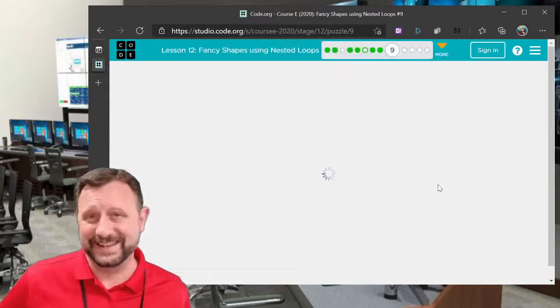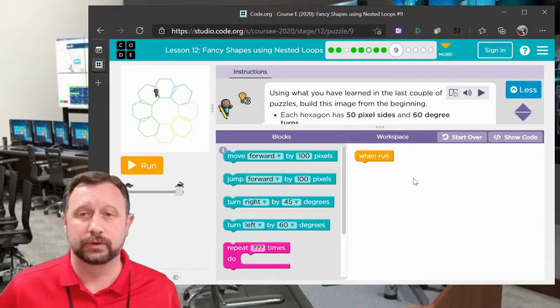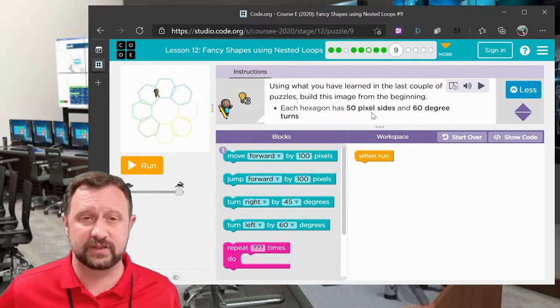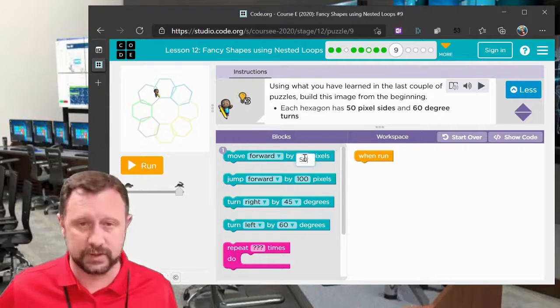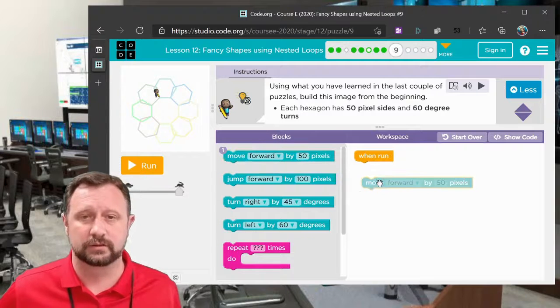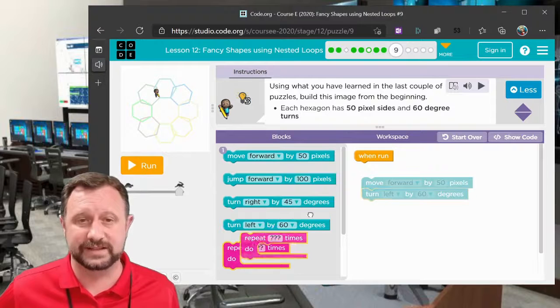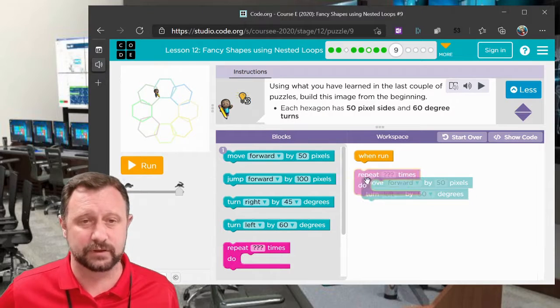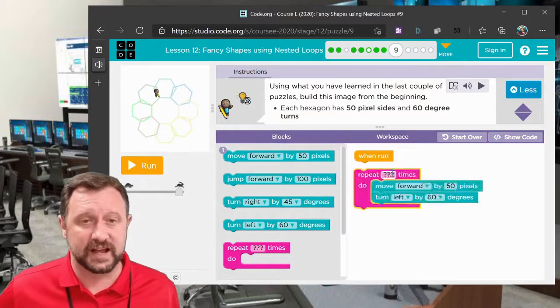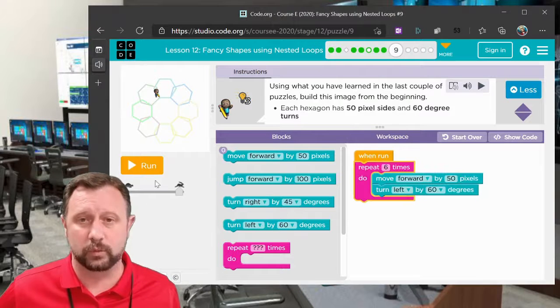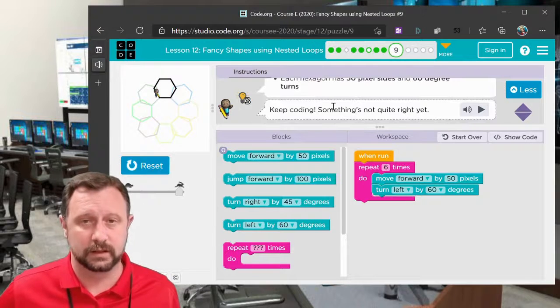Puzzle number 9. Here we go. Ooh, same idea, except now we're making hexagons. Let's see what the directions say. Each hexagon has 50 pixel sides and 60-degree turns. So 50 pixel sides, like so. 60-degree turns, like so. Hexagons have 6 sides to them. So instead of doing this 4 times, I'm going to have to do this 6 times. That gets me 1 hexagon. Let's see what happens.